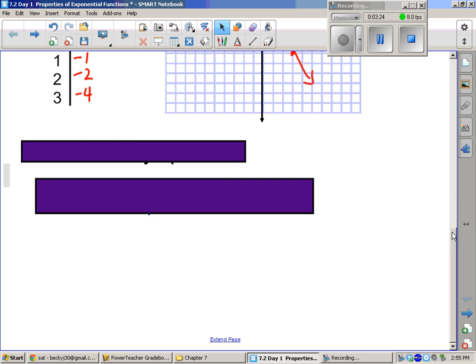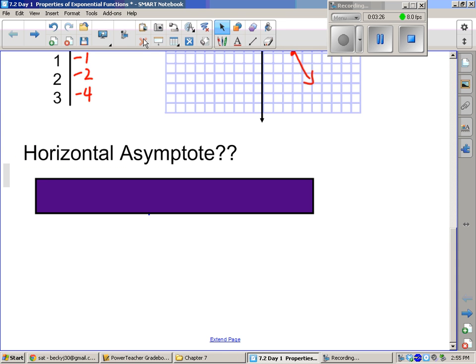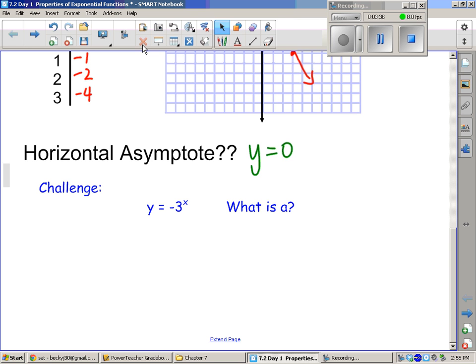Okay, some things to think about here. The horizontal asymptote's exactly the same. It's going to be at y equals 0, even though it has reflected over the x-axis. It doesn't change. You're going to see a couple of these on your assignment, so I wanted to talk about those first. Is there a difference between this and this?